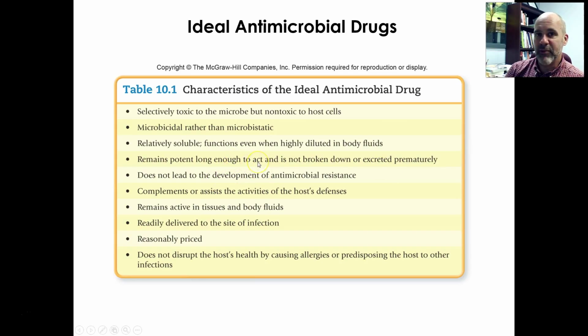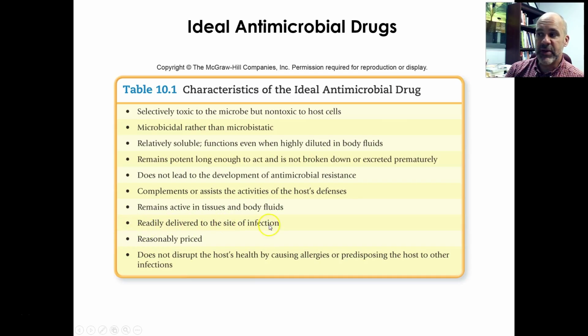You want to make sure your liver's good at breaking down chemicals that we get exposed to, but you want to make sure your liver doesn't process it and break it down too quickly. Does not lead to development of antimicrobial resistance. We'll talk more about that toward the end of the chapter. We've already talked about how these drugs are supposed to be complementing or assisting your natural immune system defenses. Needs to remain active in your tissues and body. So a lot of these body fluids, that's kind of common.